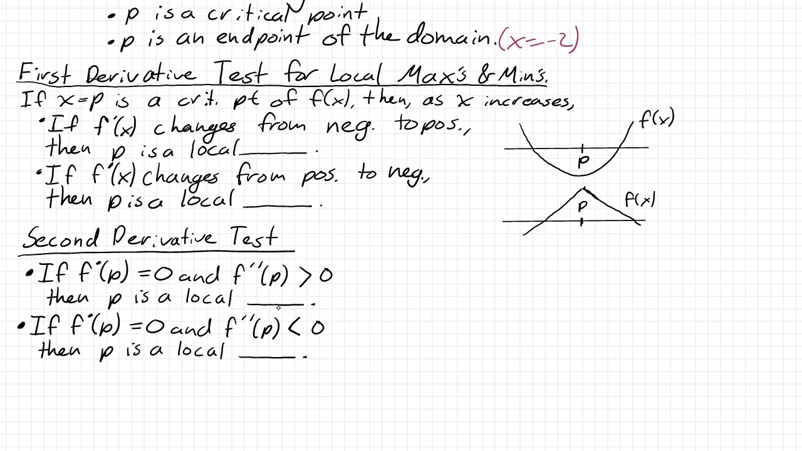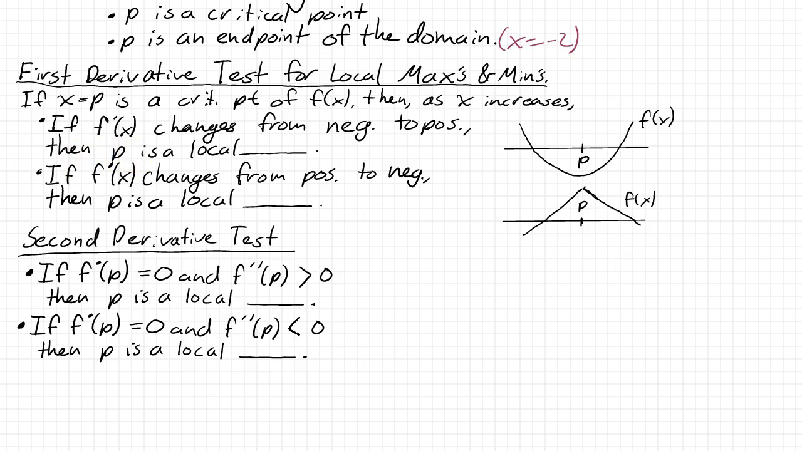But let's read this. If x equals p is a critical point, meaning the derivative f prime of p is either 0 or undefined, then as x increases, meaning as you go from left to right on the graph, if f prime of x changes from negative to positive, then p is a local.